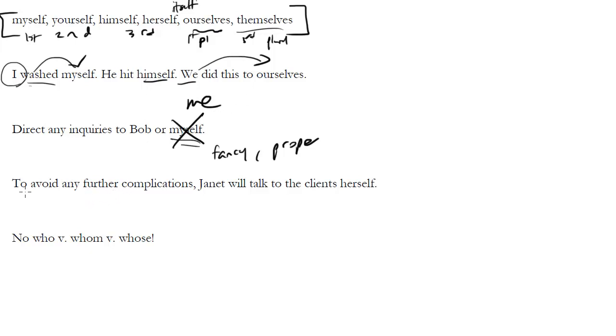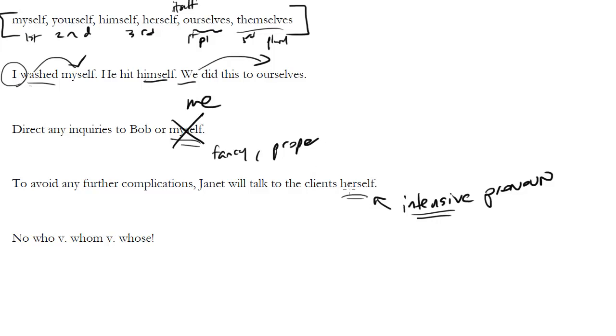However, what about this sentence? To avoid any further complications, Janet will talk to the clients herself. So notice here, this is not meant to refer to anything. It's not receiving the action of the sentence. This is actually an okay use of the reflexive pronoun. It's a very minor and rare one. This is the form of the reflexive called the intensive pronoun. Basically, it serves to emphasize something in a sentence, right? It emphasizes that, okay, Janet is going to take control, and she herself is going to do this, no one else, right? So it's about that emphasis. It's more of a stylistic thing than anything else.